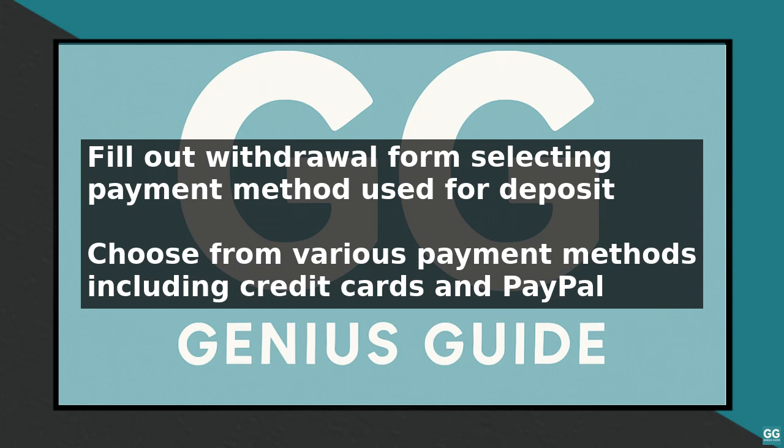Next, enter the amount you wish to withdraw, ensuring that it is within the minimum and maximum withdrawal limits set by Etoro. The minimum withdrawal amount is typically $25, although this may vary depending on your account type and the payment method you are using.